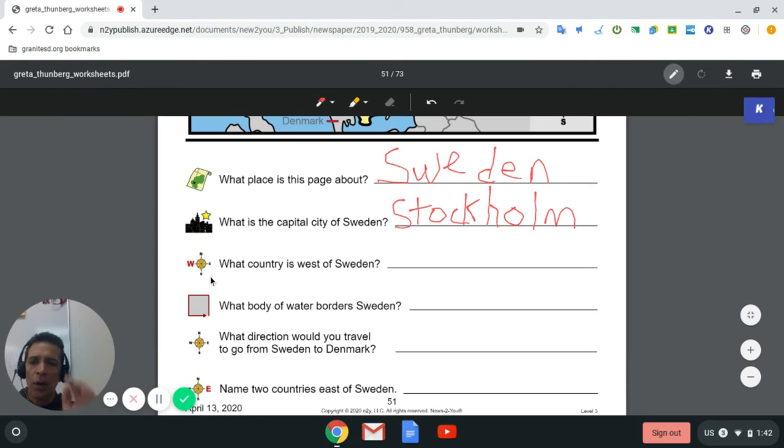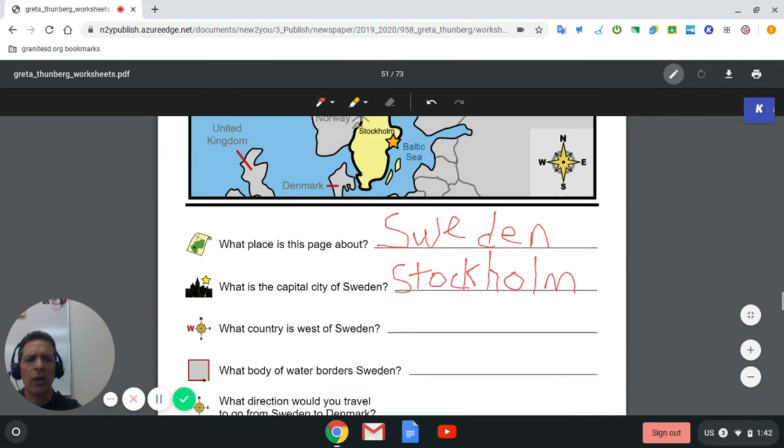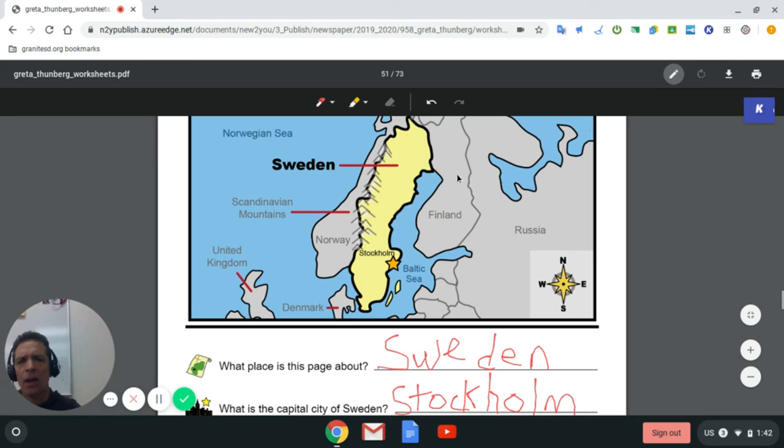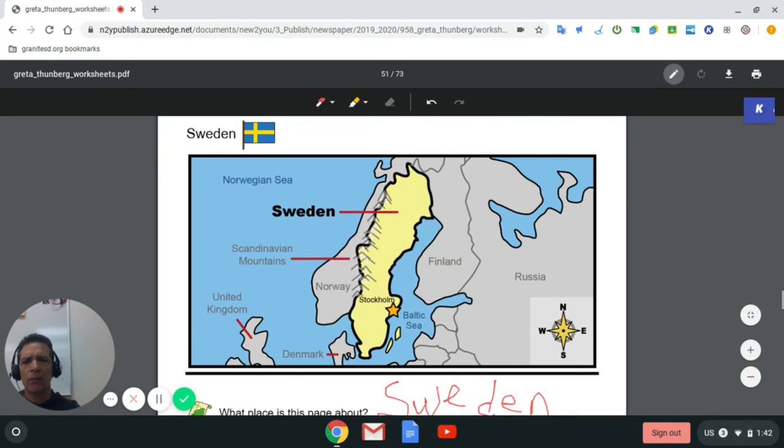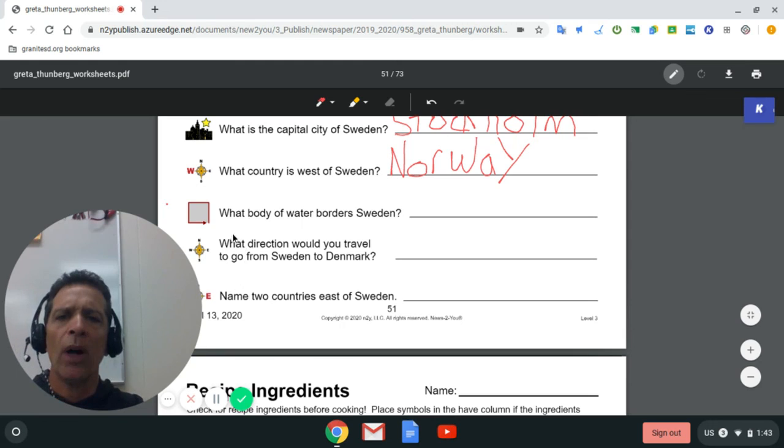Next one. Yeah, I'm a lot smaller now. What country is west of Sweden? West is what way? That way. It shows you right here. West. So what we do, we're going to go up to Sweden. Okay. Sweden, we're going to go west this way. We're going to go west. What country is it? Norway.